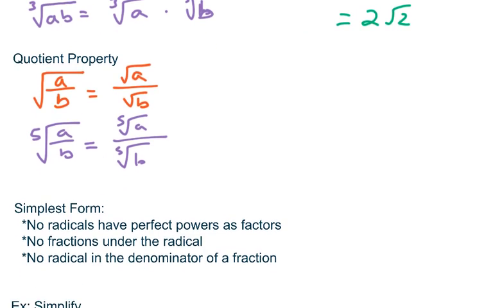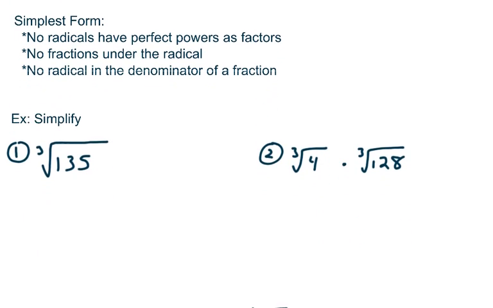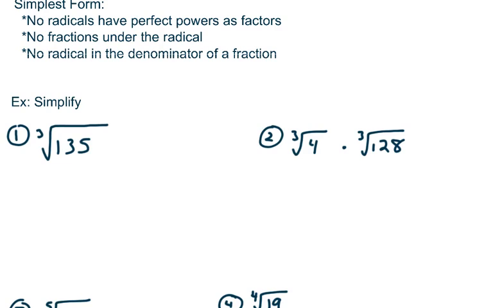No fractions under the radical and no radical in the denominator of a fraction. Those are pretty straightforward, and we have a couple of examples here where we're going to have to deal with that, and I'll show you how to do that in just a second. So let's try simplifying. The first one's pretty straightforward. The cube root, not square root, cube root of 135, the 3rd root of 135.